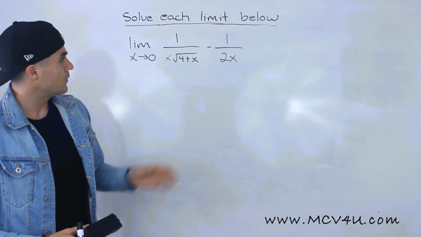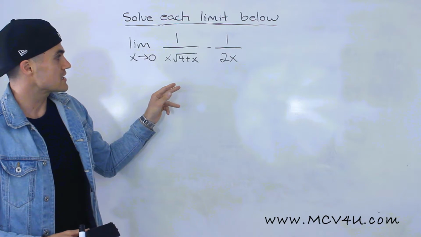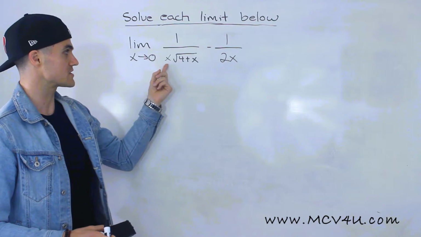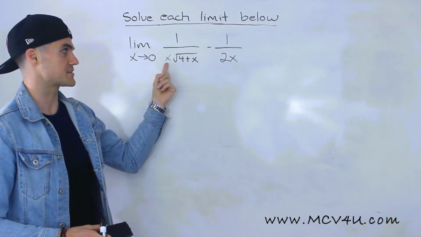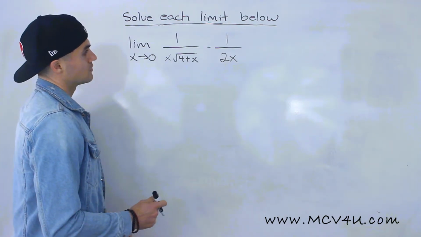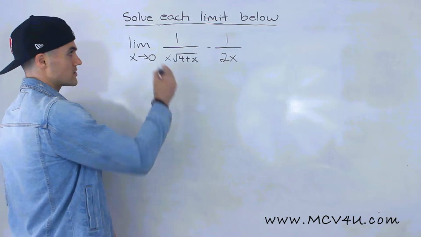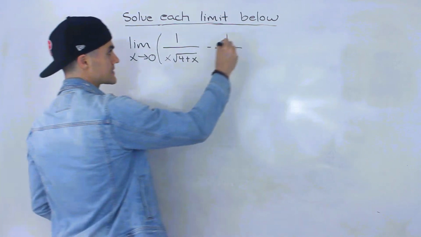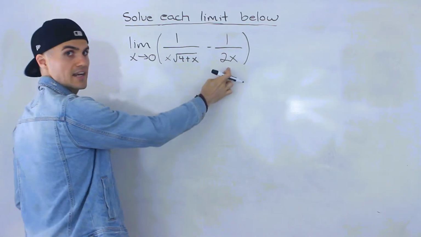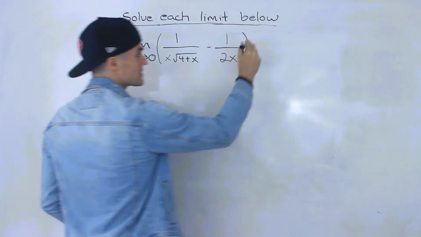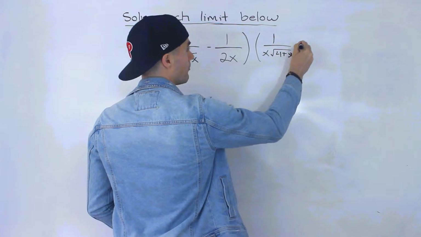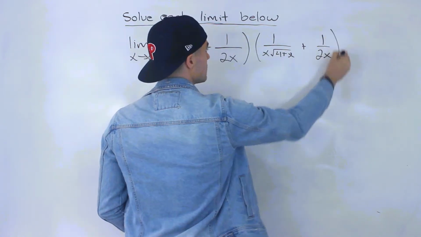Now, we can actually rationalize this in two different ways. Notice that first, we can't do a direct substitution, because if we sub in 0 for x, this denominator would be 0 because of this x here, and this denominator would be 0 because of that x right there. So we can rationalize this. One way to rationalize it is we can multiply this by its conjugate. Notice we have an expression minus an expression. So the conjugate of this would be 1 over x root 4 plus x plus 1 over 2x.